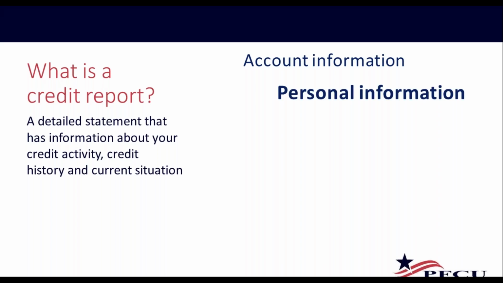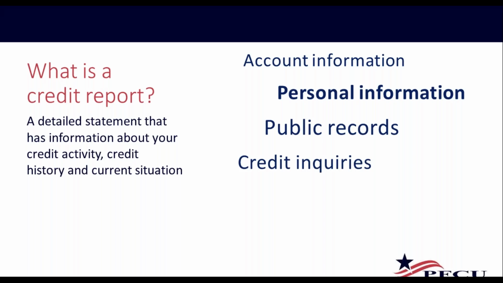Personal information, so your name, social security number, date of birth, your address, your phone number, current and previous employers. Public records: bankruptcies, foreclosures, tax liens, repossessions, and judgments. Credit inquiries: hard credit inquiries are ones that you initiate by applying for credit. Soft credit inquiries are not related directly to a credit application. Checking your credit to pre-approve you for offers would be a soft inquiry, and you checking your own credit report would also be a soft inquiry. Soft inquiries do not affect your credit score, and hard ones do.